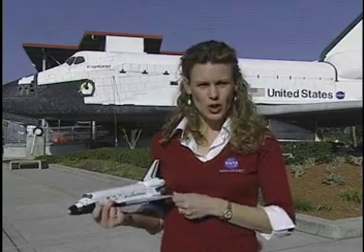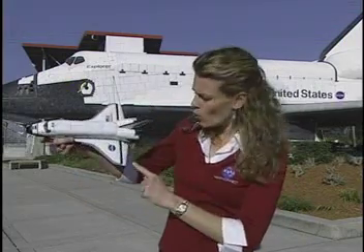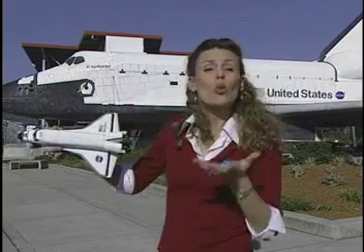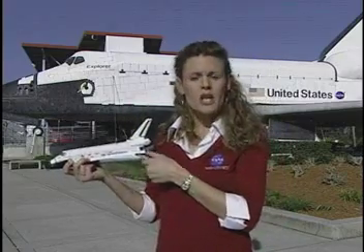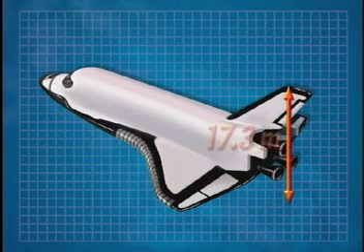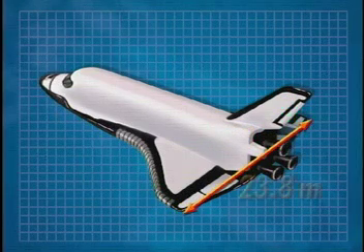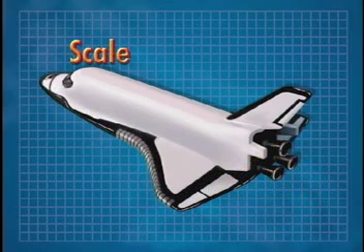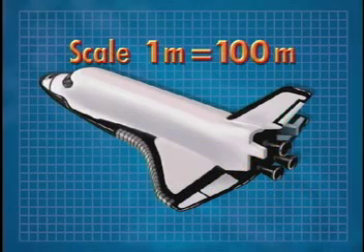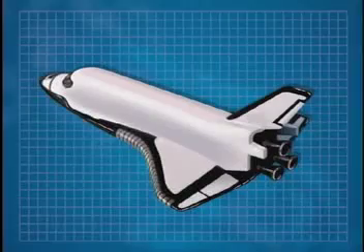So now it's your turn to calculate the height and the width or wingspan of the shuttle model using the given scale. Remember, the height of the actual shuttle is 17.3 meters. The width or wingspan is 23.8 meters. And the scale is 1 meter equals 100 meters. It's now time to pause the program to calculate the height and width of the shuttle model.